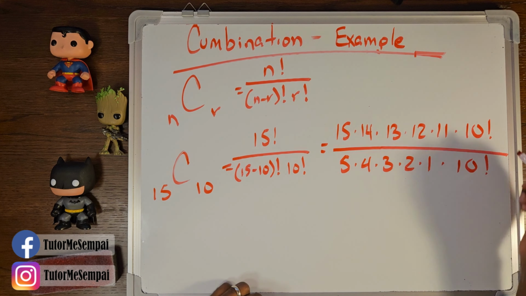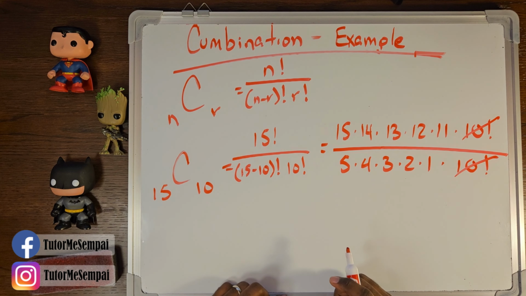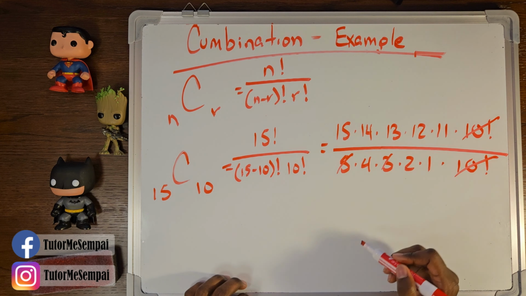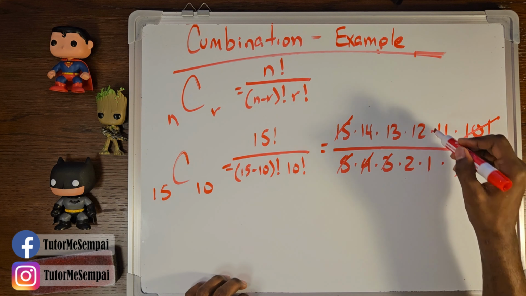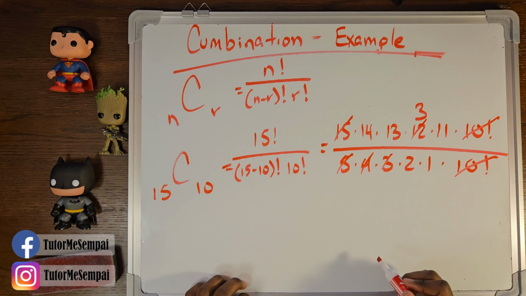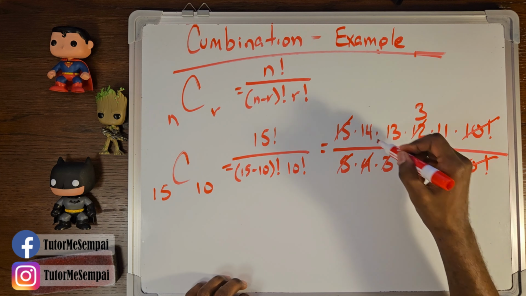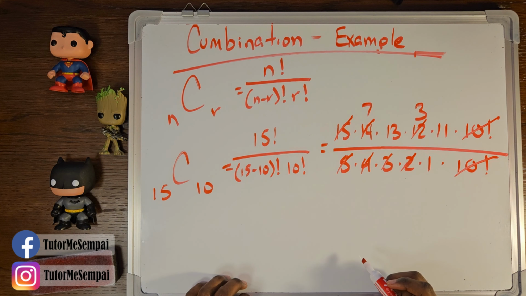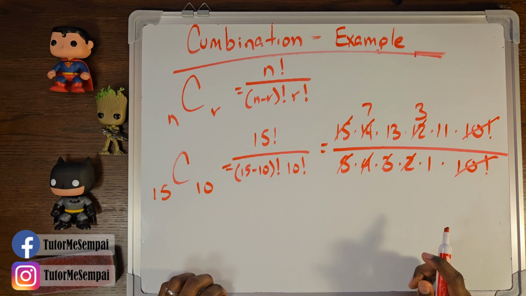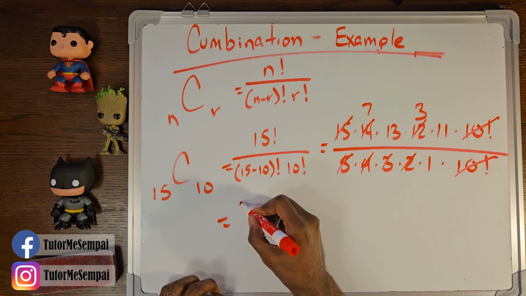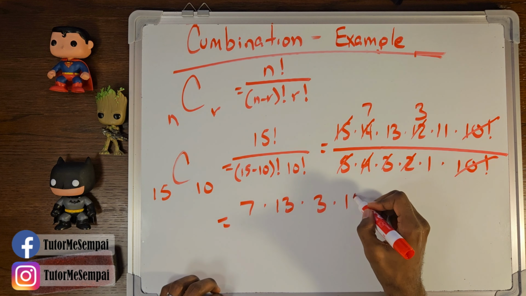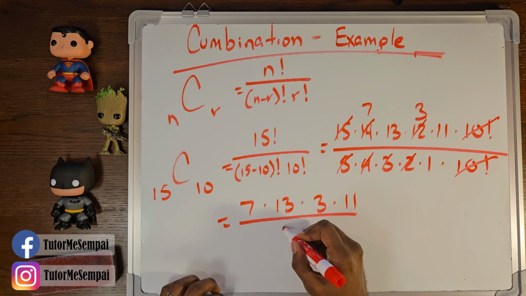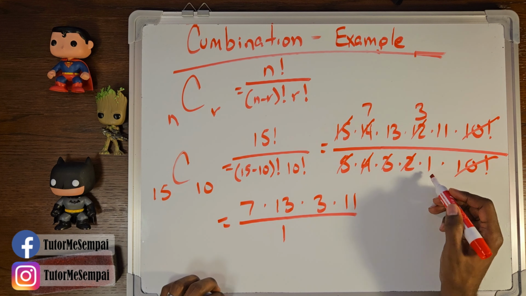Now we can simplify. Well, we have a 10 factorial on the top and a 10 factorial on the bottom, so we can cancel out our 10 factorials. We have a 3 times 5, which gives us a 15. We can cancel that out. Well, you have this 4 out of the 12, left over a 3 on top. We also have this 2 out of this 14, left over 7 on top. Anything else? Not really. So we're going to rewrite this as 7 times 13 times 3 times 11 all over 1. 1 is the only thing that we have in a denominator that hasn't been crossed out.